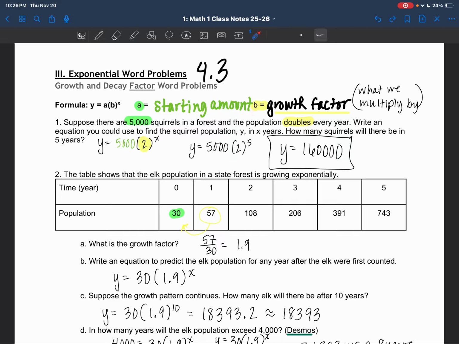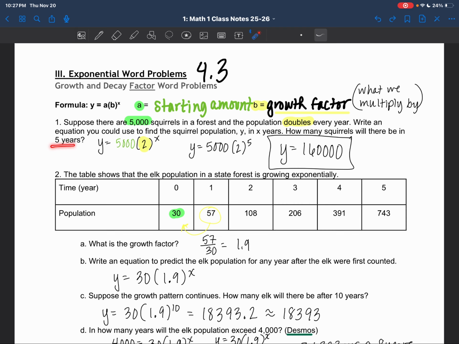So let's look at this first problem here. It says, suppose there's 5,000 squirrels in a forest and the population doubles every year. Write an equation you can use to find the squirrel population y in x years. And then we want to know how many squirrels will there be in 5 years. So we started with 5,000. So that's your y-intercept. And then since it's doubling, that is your growth factor. And then x is going to be years. So this is the equation.